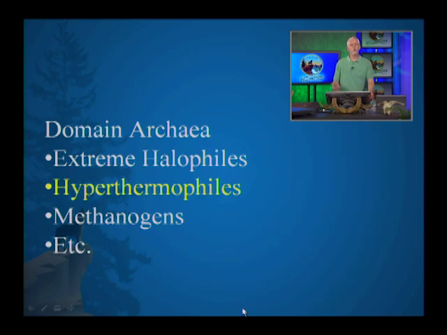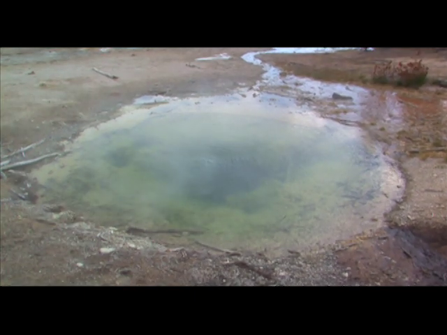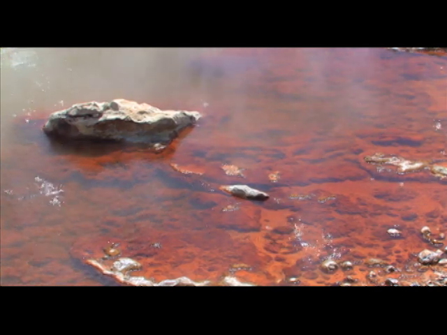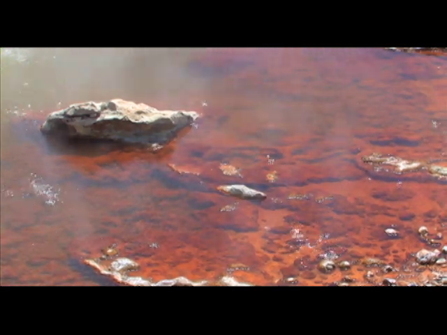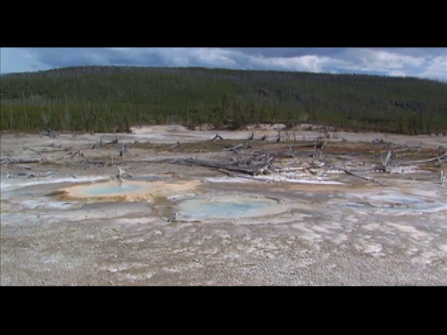Another group of Archaeans are the hyperthermophiles. And so what that's trying to tell us is they love it hot, but they love it really hot. So the hyperthermophiles we again find throughout the Yellowstone ecosystem in the geothermal features. So you'll find them in virtually all of the basins, thermal basins throughout the Yellowstone ecosystem.